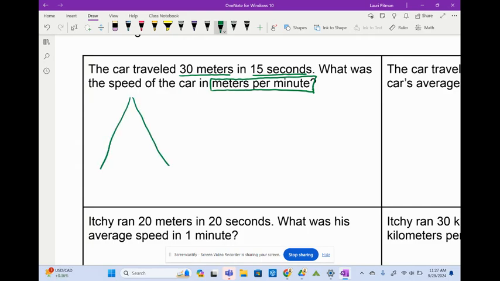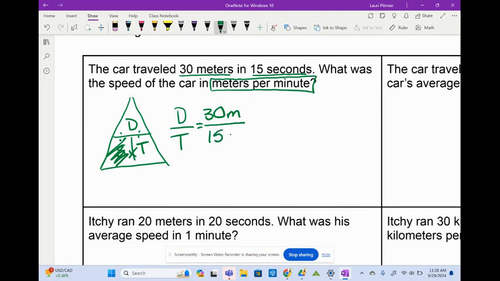So when you take a look at your triangle, remember that distance is always on top because speed equals distance over time. They're asking us for speed, so we still have to do our distance over time, which is 30 meters over 15 seconds. However, we don't want our answer to be in seconds. We want our answer to be in minutes.